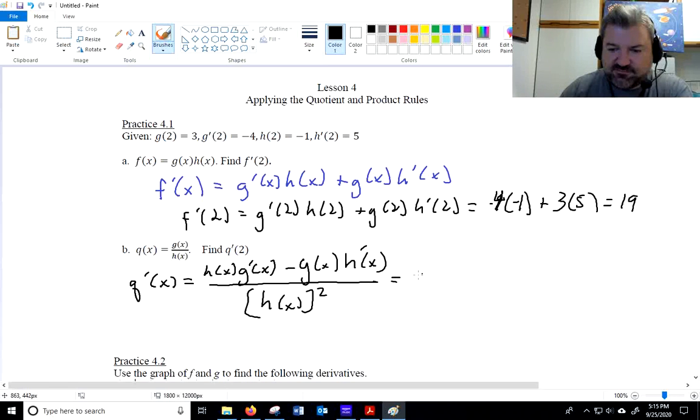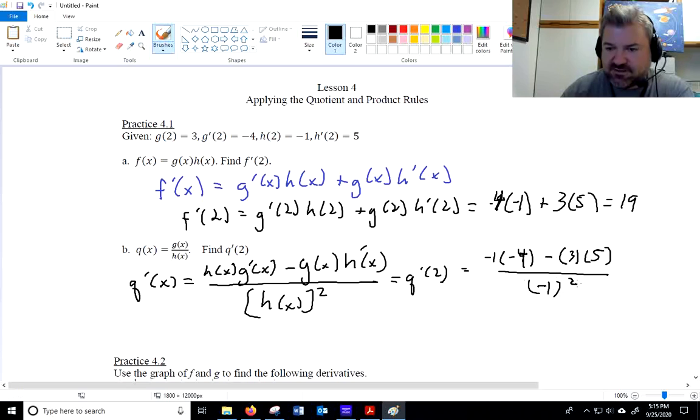All right, let's find q prime of 2. And I'll just skip right to plugging in. So h of 2 is negative 1. g prime of 2 is negative 4. Minus g of 2 is 3. h prime of 2 is 5. All over h of 2 squared, which is negative 1 squared. So that becomes 4 minus 15, which is negative 11 over 1.